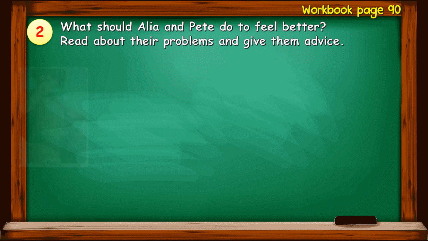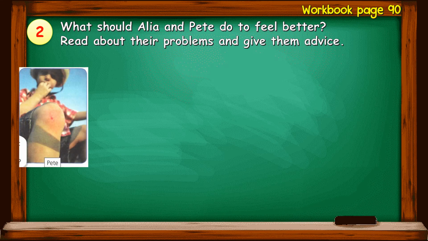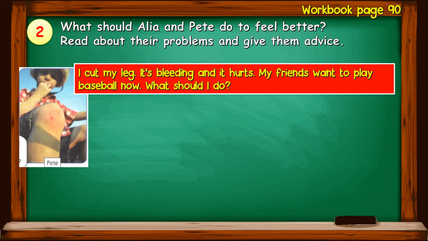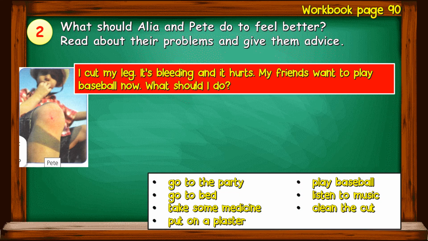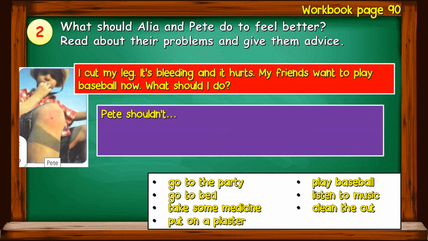We look at Pete's situation. I cut my leg. It's bleeding and it hurts. My friends want to play baseball now. What should I do? Remember the box below? This box. Okay. Choose three phrases that you can use for the answer. The answer should start like this. Pete shouldn't what? He should what and what? Using the three phrases that you have chosen, write the answer.